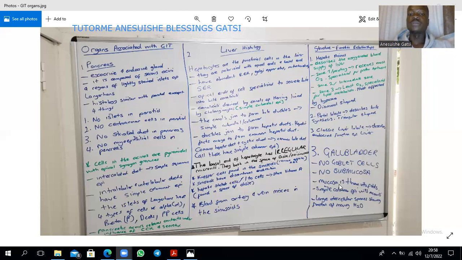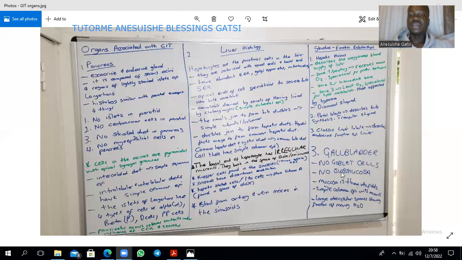You find venules. Then you lack muscularis mucosae and submucosa. You also lack goblet cells. But mucin-secreting glands may be present in the gallbladder. So remember, you lack muscularis mucosae and you lack the submucosa.